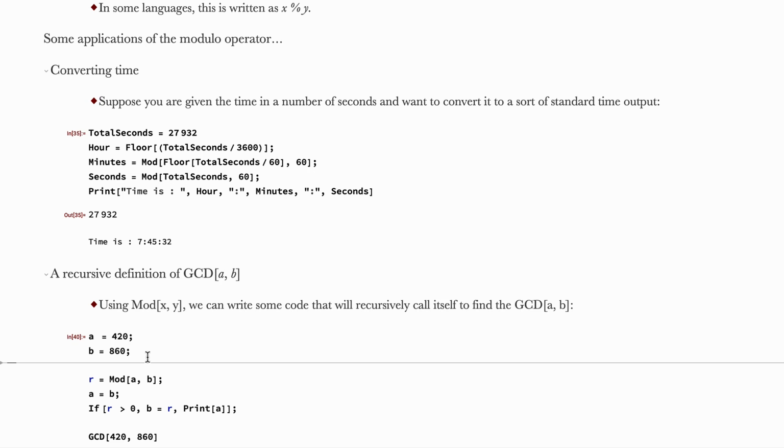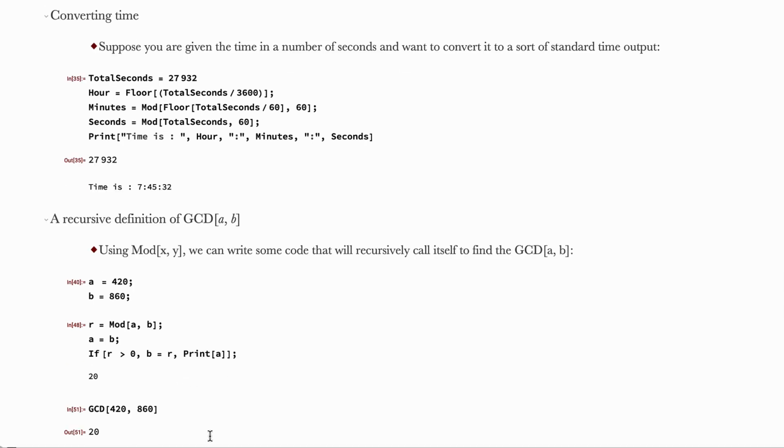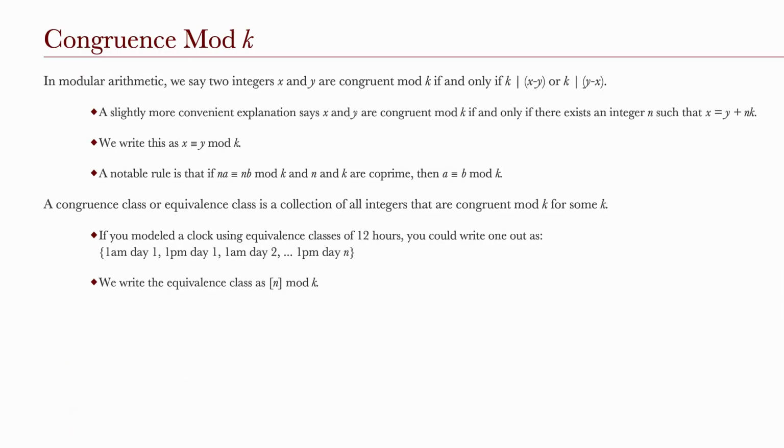If r is greater than 0, we set b equal to r, and if not, we print out a as our final answer. We do this once, and there's no output, so we go ahead and do it again. And now we have an answer, 20. We can check this answer using the Wolfram language, just using GCD[420, 860], which also comes out to be 20.